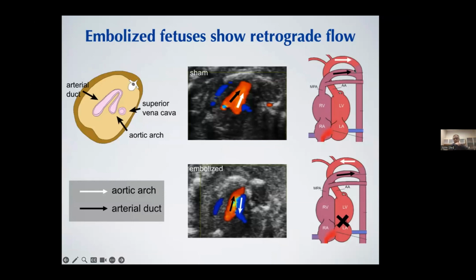One of the hallmarks of this disorder in humans is so-called retrograde flow. It's usually diagnosed on ultrasound in the so-called 3-vessel view, where you can see the ductus arteriosus or arterial duct, the aortic arch, both in plane, and then the superior vena cava going through the plane. If you have a healthy animal, then the direction of flow through the ductus arteriosus and aortic arch should be in the same direction, i.e. towards the transducer in this view, which is why the color Doppler is red.